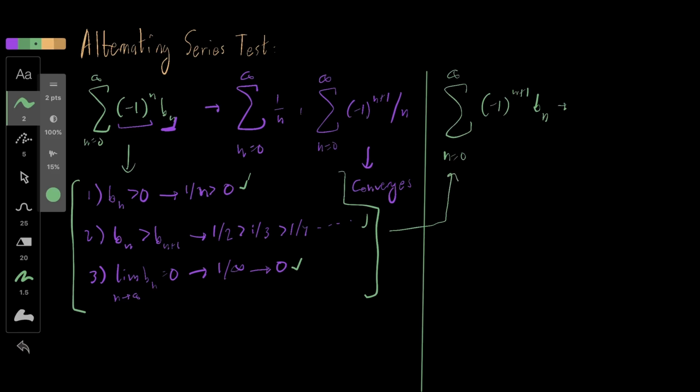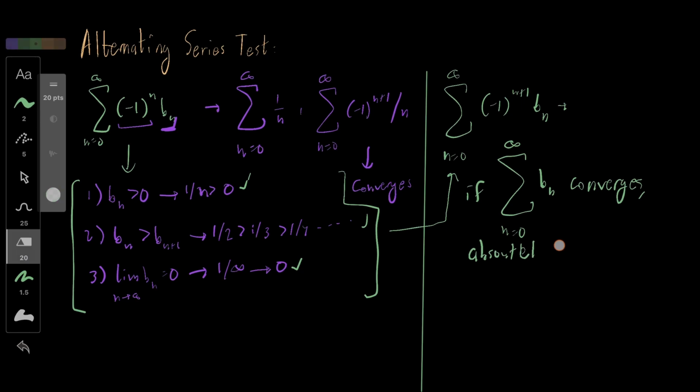But let's say the sum from n equals 0 to infinity of just b of n converges. Then it is called absolute convergence. Since if this is convergent, b of n, then of course (-1) to the n plus 1 times b of n, where it's alternating, so there's even more cancellation, will converge.